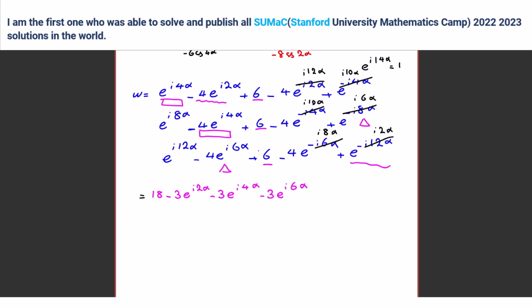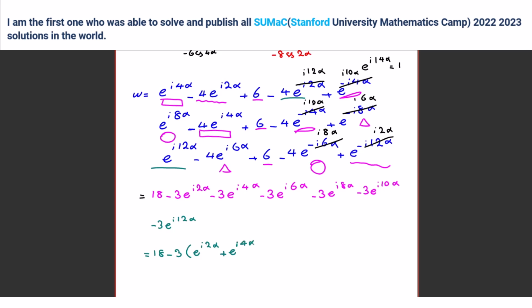What about 8 alpha? e to the i8 alpha and this one, negative 3 e to the i8 alpha, right? What about e to the i10 alpha? We have this part, negative 3, and this part, negative 3. For all of them, as we can see, we have negative. For 12, let me write it: 3 e to the i12 alpha, and this one again, negative 3 e to the i12 alpha, and finish, right? We considered all terms. So it's 18 minus 3 times e to the i2 alpha plus e to the i4 alpha plus e to the i6 alpha plus e to the i8 alpha plus e to the i10 alpha plus e to the i12 alpha.